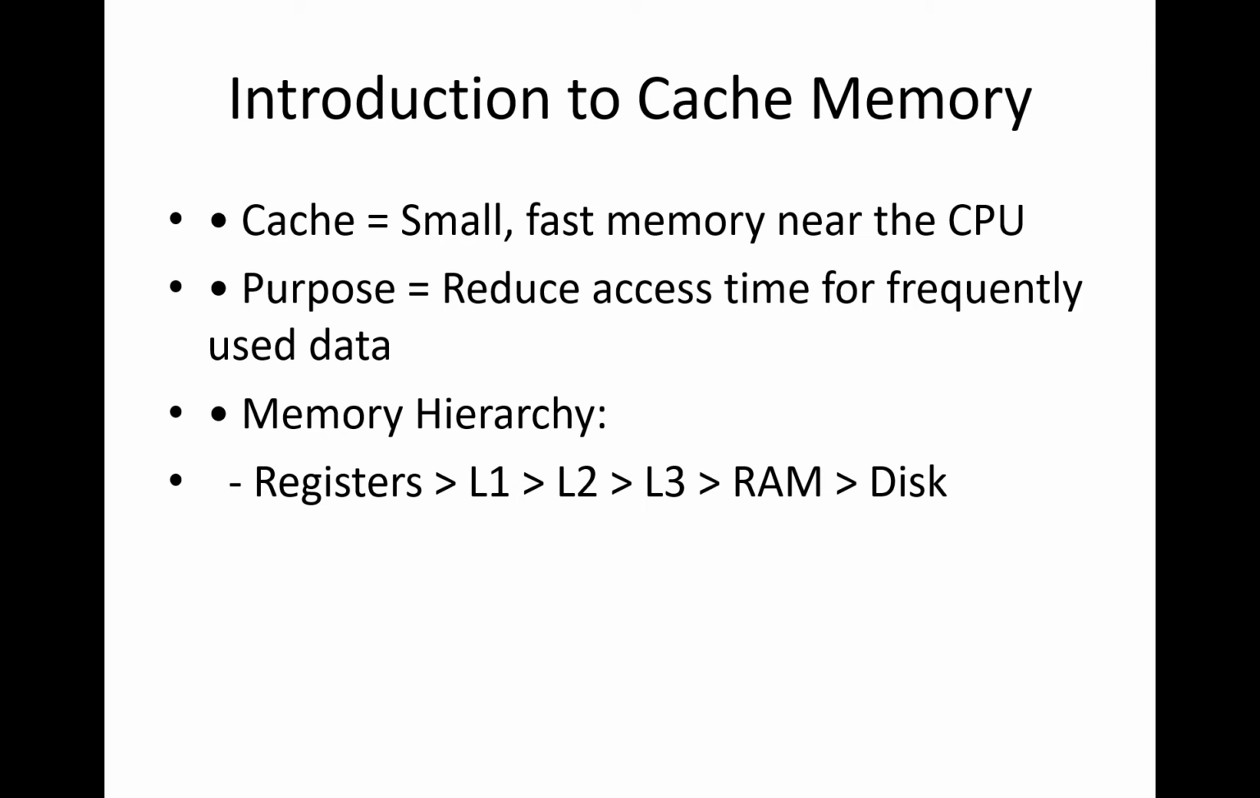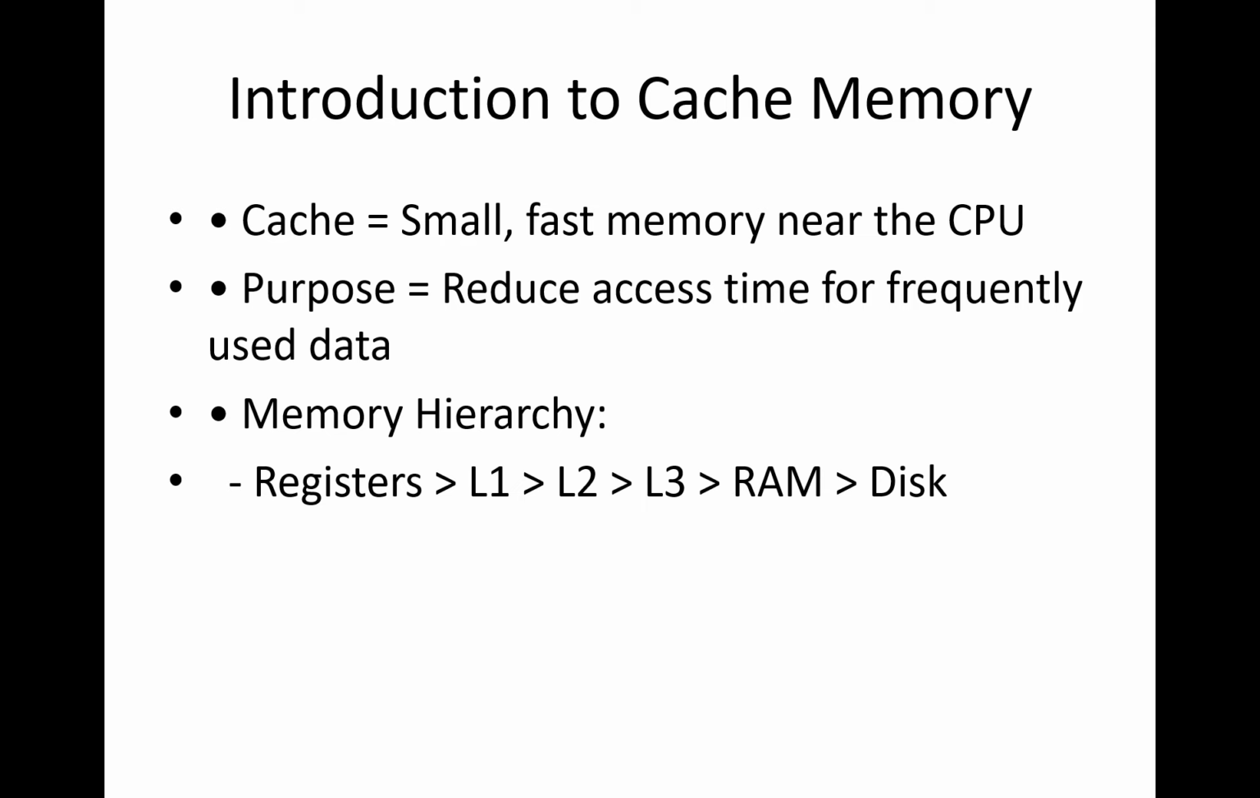Okay. So the question is, what is cache memory? Cache memory is a very small, high-speed memory which is located closer to the CPU. Its main purpose is to reduce the time the CPU takes to access frequently used data. Think of it as a mini workspace. Instead of walking to the storage room every time, you keep what you need on your desk.